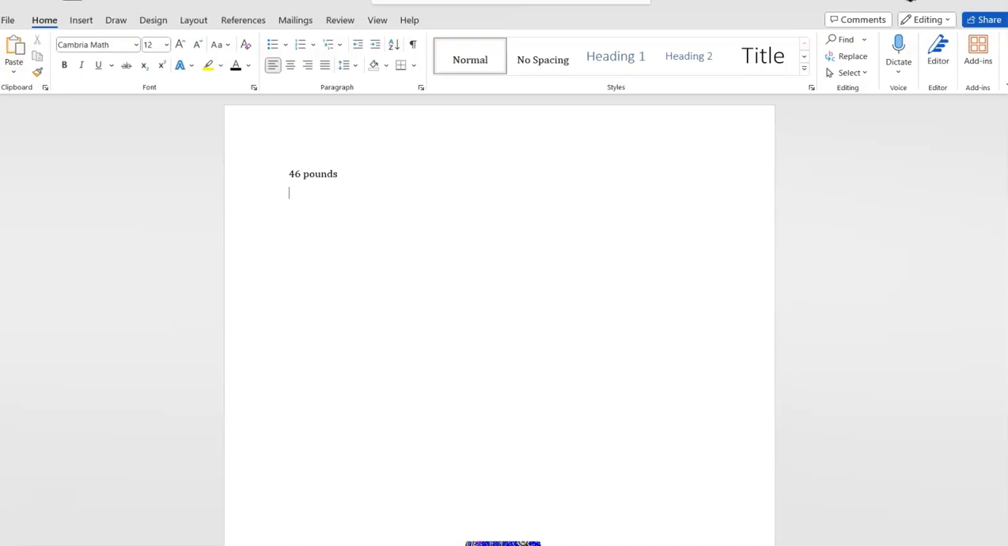So if I had 45.5 pounds, this would also round up to 46. Then the highest that can round down to 46 is 46.4. Now the book actually said 46.5, but if I saw 46.5, I would round up as per its rules to 47. So I'm going to say 46.4 here. If I had put a 46.4 here, I would round down to 46.